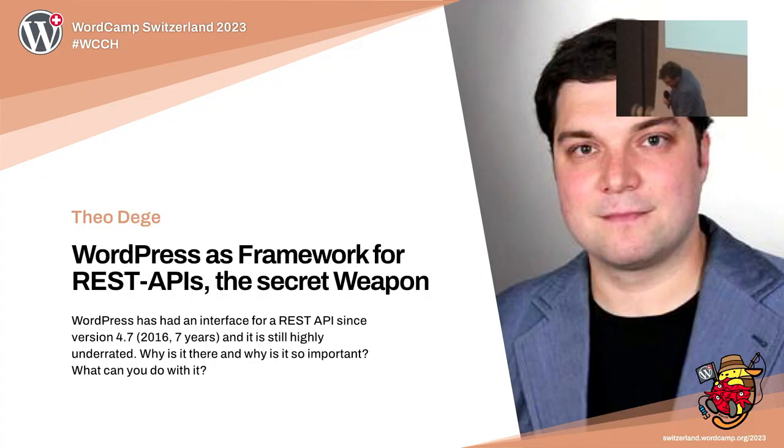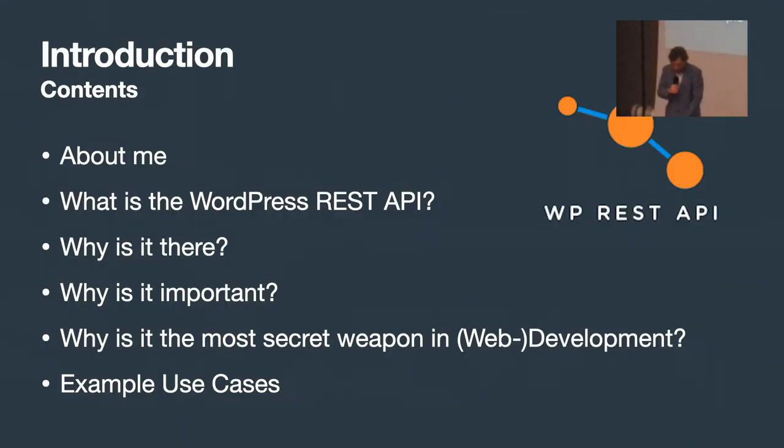So I have here the first slide with the points for today. It's about me. What's the WordPress REST API? Why is it there? Why is it important? Why is it the most secret weapon in web development? And we have some example use cases. Very shortly, it's more like a joke, but you will see what happened.